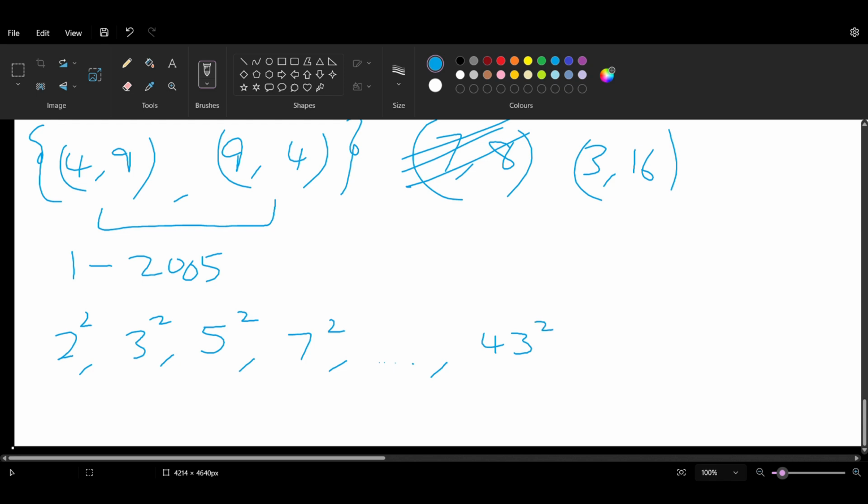Is 43 squared less than 2005? I think it is. Let me check 47 squared, which is the next prime number. 43 squared is 1,800 and something, and 47 squared is 2,200 and something, which is already greater than 2005. So these are the numbers that we are using. There are 14 prime numbers from 2 to 43.